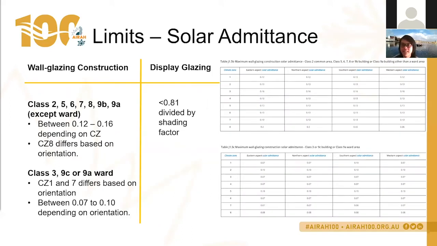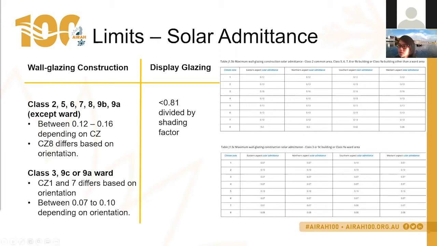So what are the limits in the code? With your wall glazing construction, the allowance is between 0.12 to 0.16 solar admittance values, depending on what your climate zone is. They're generally the same, particularly in daytime buildings. So that's the top table that you can see here. In climate zone 5, for example, your solar admittance value is 0.13 across all 4 aspects. You can see that in climate zone 8, depending on which orientation it is, there are slightly different requirements.